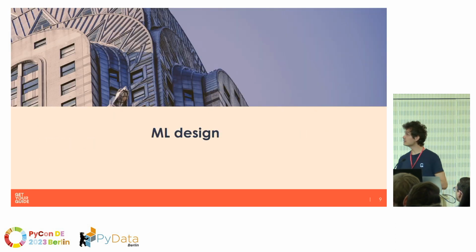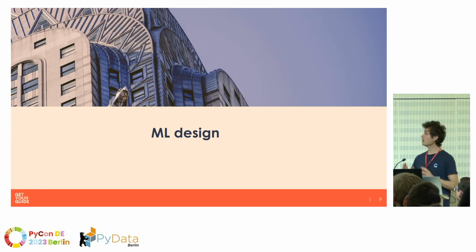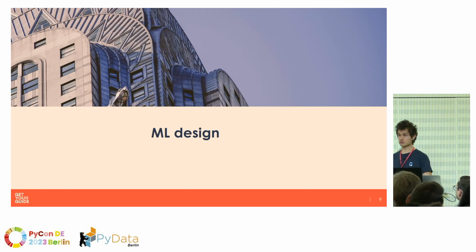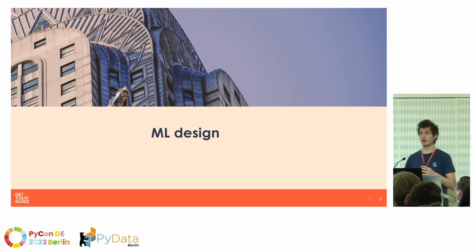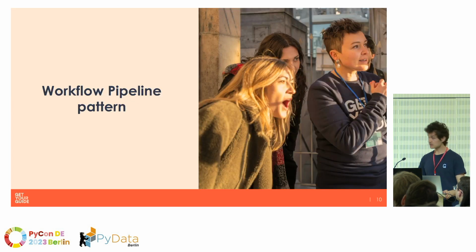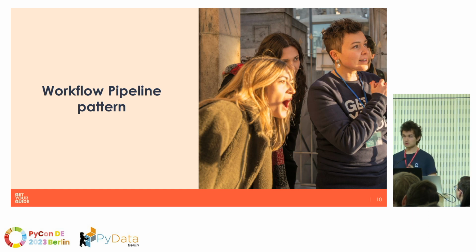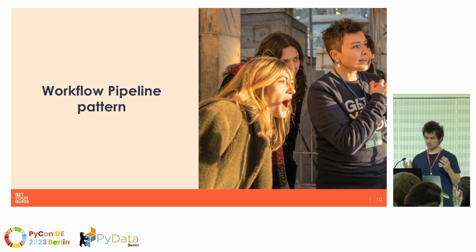OK, so with that, let's go into the ML designs. Here, what I want to talk more about is architectural changes that you can do to be more effective in your code and to have a cleaner data product at the end. The first thing I want to talk about is this workflow pipeline pattern. So usually a data science project or the data product at the end is composed of multiple steps. We have some pre-processing, we have some training, then we need to deploy, etc.